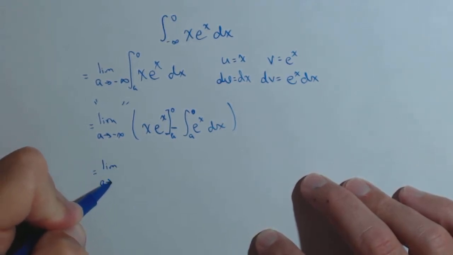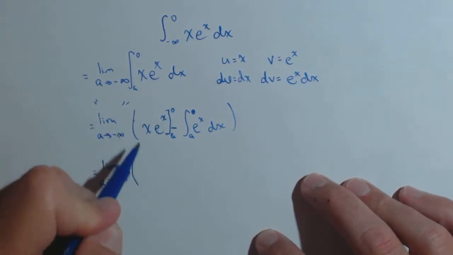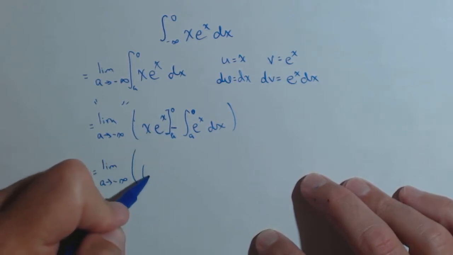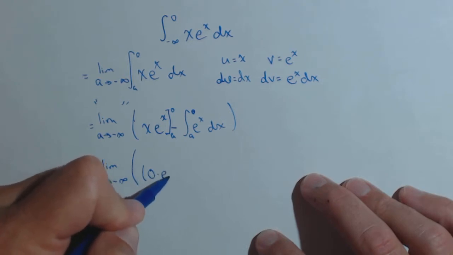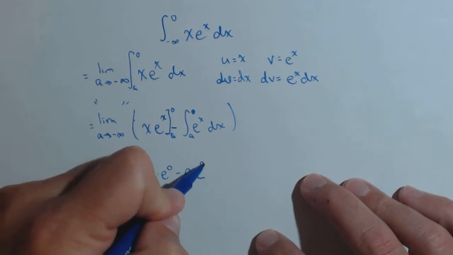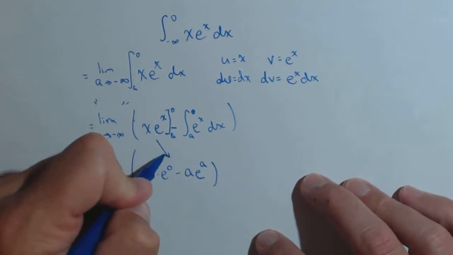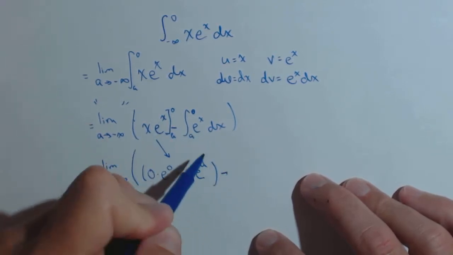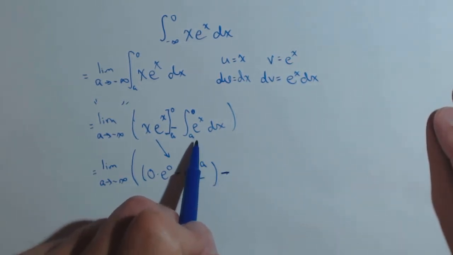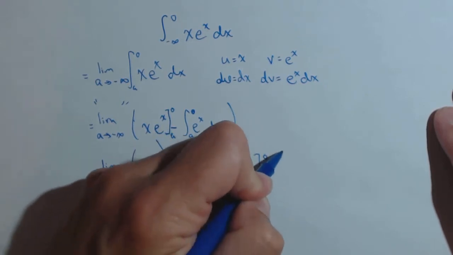So limit as a goes to negative infinity. Let's do this part first. So these are my big parentheses that correspond to that. Now here I'm going to have 0 times e to the 0 minus a times e to the a. So that's upper limit, lower limit. So that is that part there. Here, minus, always keep track of that minus. Always need good bookkeeping when you're doing integration by parts. The antiderivative is e to the x from a to 0.